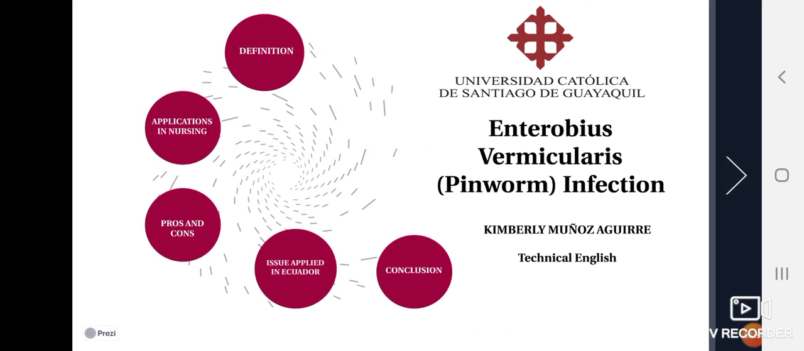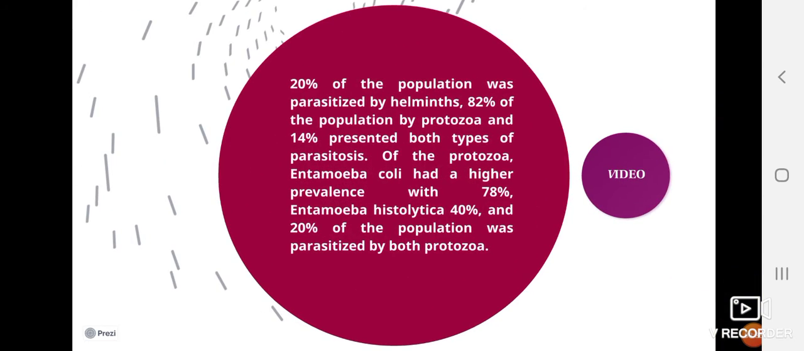Used in Ecuador, 20% of the population had helminth parasites, 82% had protozoa, and 40% presented both types of parasitosis. Of the protozoa, Entamoeba coli had the highest prevalence with 78%, Entamoeba histolytica 40%, and 20% of the population was parasitized by both protozoa.